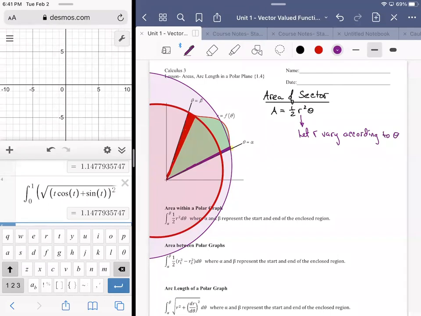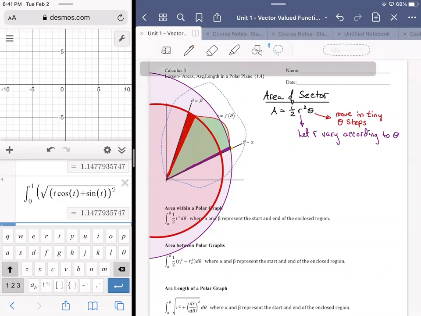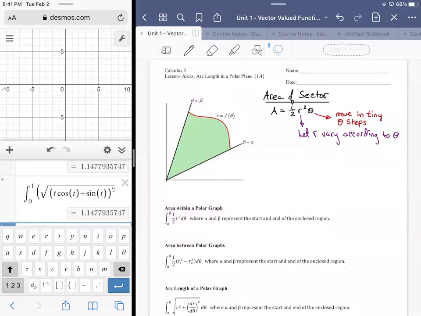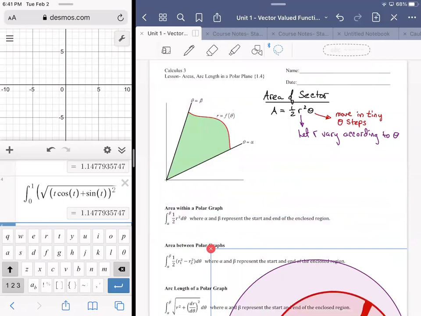Let R vary according to theta, and then move in infinitesimal steps of theta. I'll say tiny because infinitesimal is a big word. All right, and move in tiny theta steps, infinitesimal theta steps. So what I'll do here, let me just hide this for a second. Put it over here. I'm going to duplicate this.